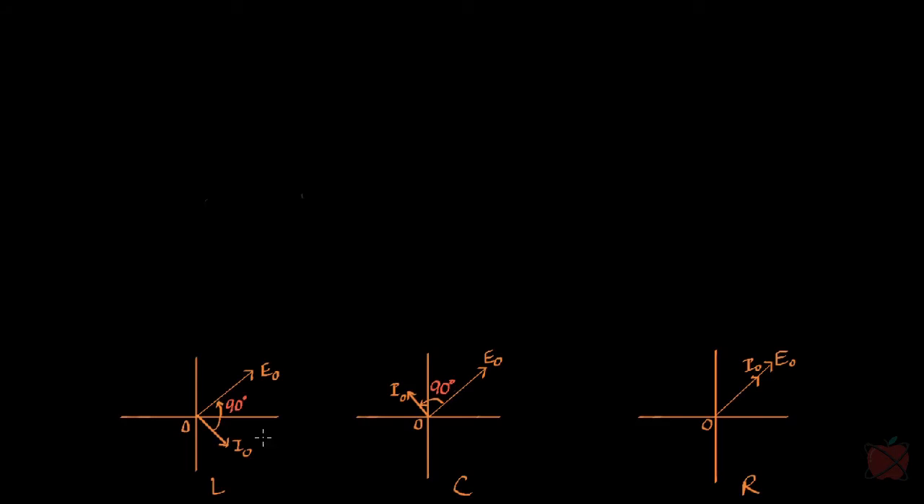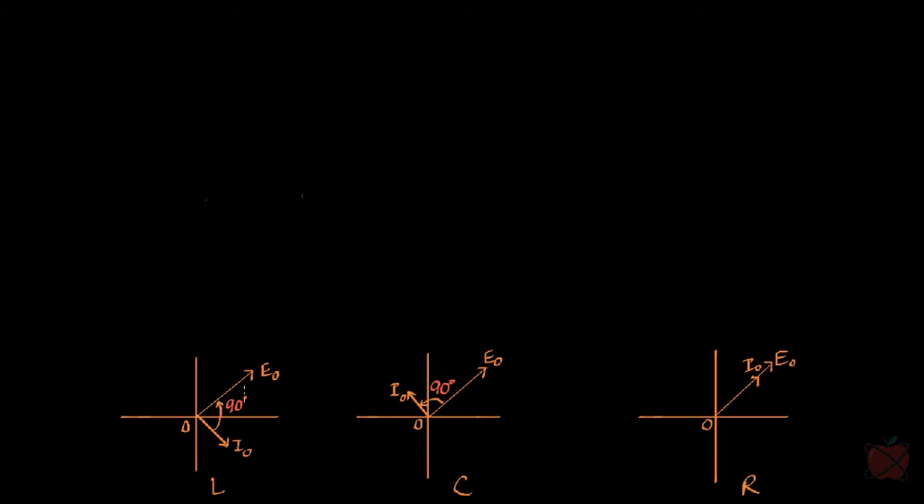Before we do that, I want to go back to what we have already discussed, and look at the phasor diagrams of those elements one by one. The phasor diagram of a purely inductive circuit, that means a circuit containing only the inductor, is something like this. The current I naught is lagging behind the applied EMF. Or in other words, the applied EMF is leading the current by an angle of 90 degrees. I think you remember, right?